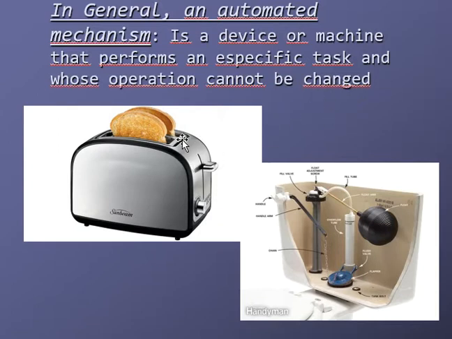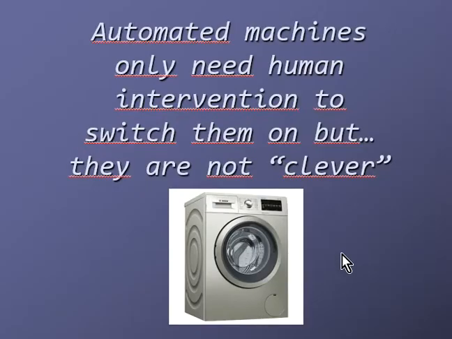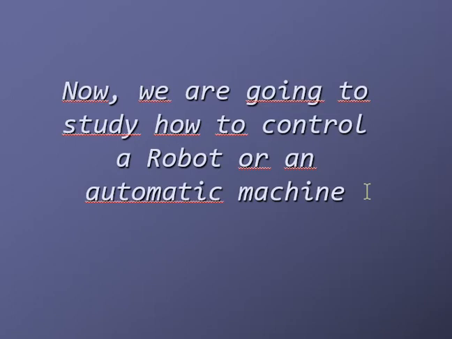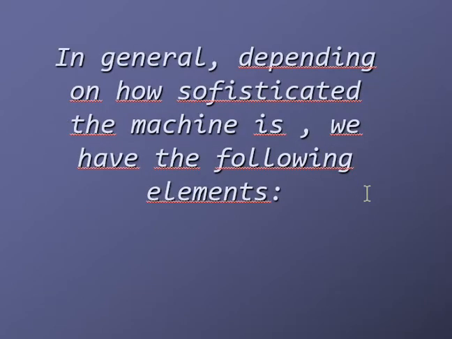So we have a very simple one like a toaster, for example, or a little bit more sophisticated like a modern washing machine, or even robots. In the previous presentation we learned the difference between a robot and an automatic machine, but today we're going to study a control system, or how a robot or an automatic machine is controlled. It doesn't matter if we're talking about just a machine or a robot. In general, depending on how sophisticated the machine is, we have different elements.